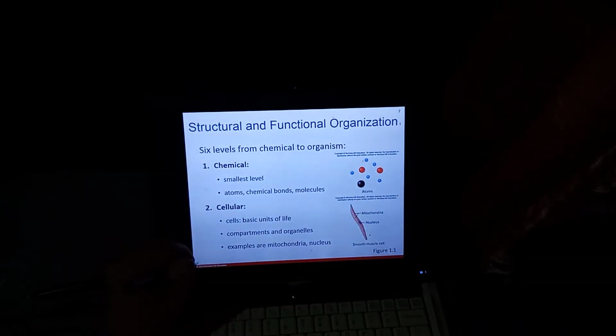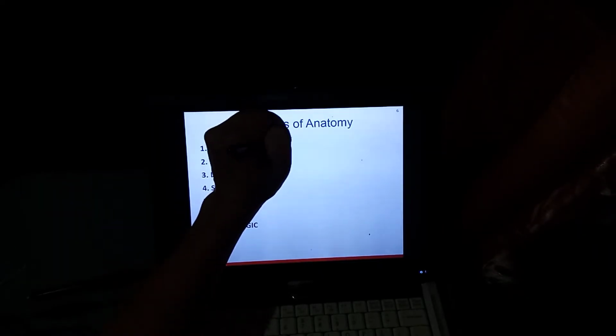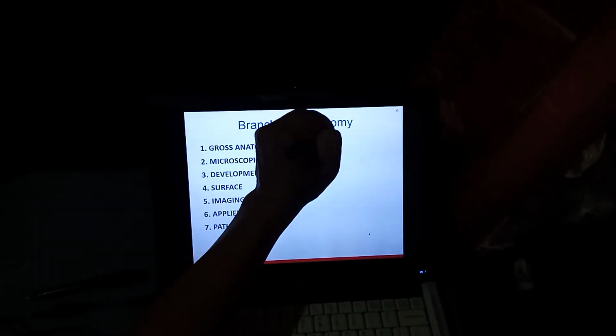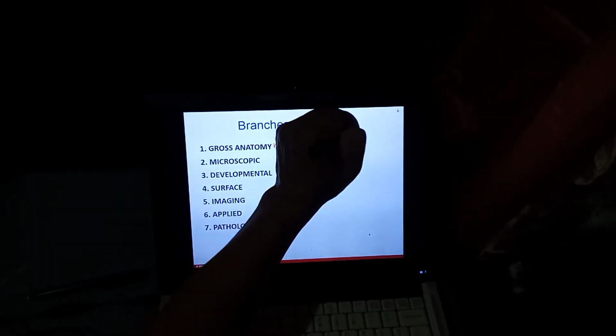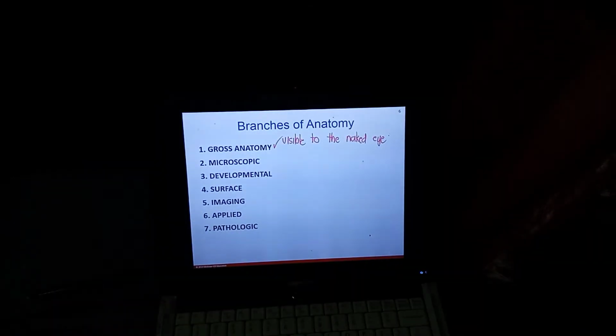Sorry guys, let's write that down. That is visible to the naked eye. Those are the anatomical structures that can be seen by our naked eye.